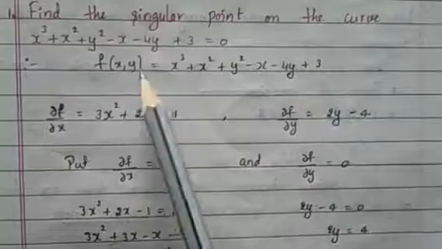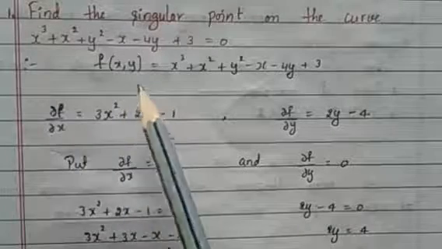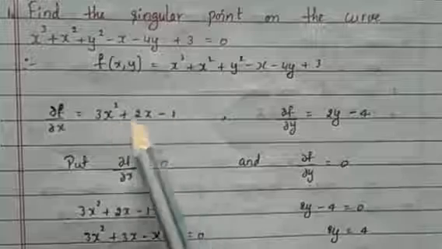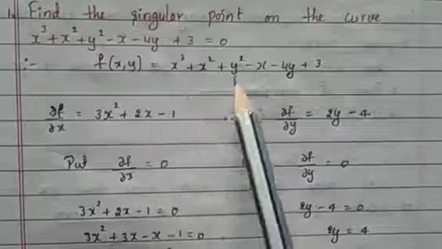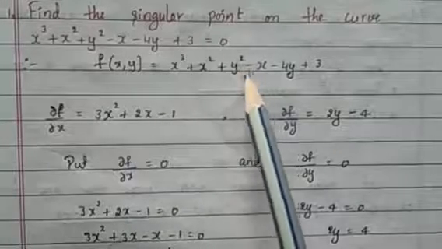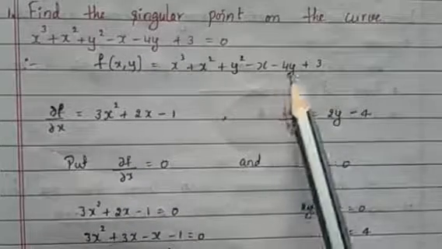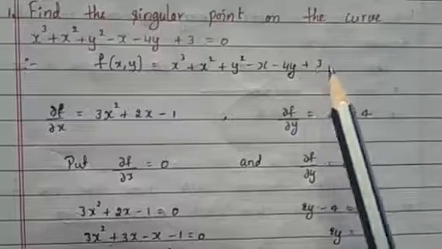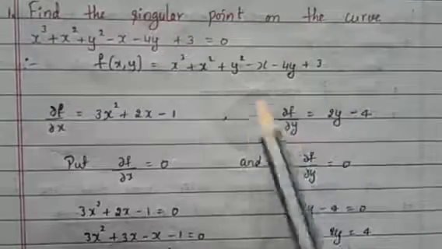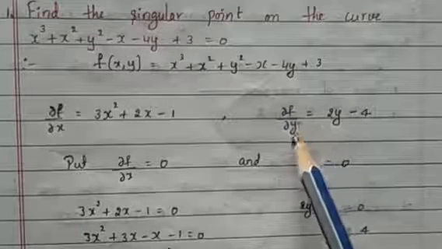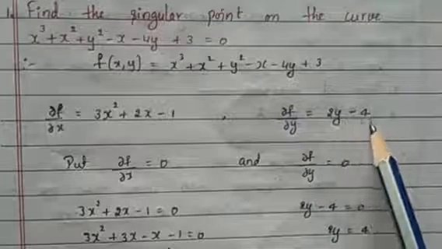We differentiate partially with respect to x. I get ∂f/∂x equal to 3x square plus 2x minus 1; the derivative of y square is 0, of minus x is minus 1, of minus 4y is 0, and of 3 is 0. Next, we differentiate partially with respect to y. We get ∂f/∂y equal to 2y minus 4.